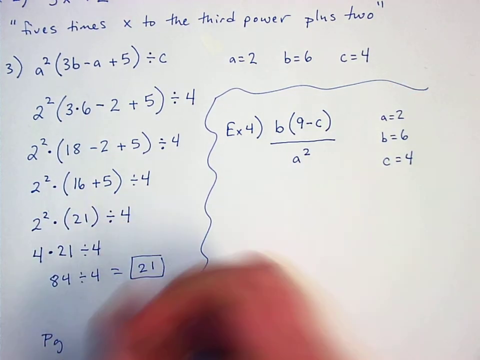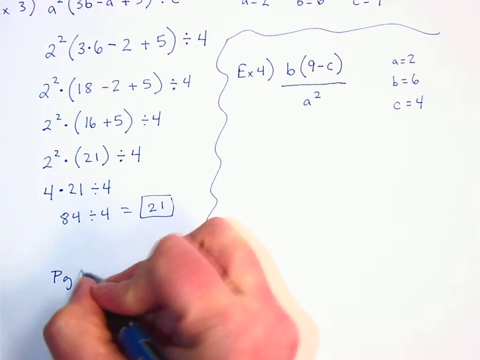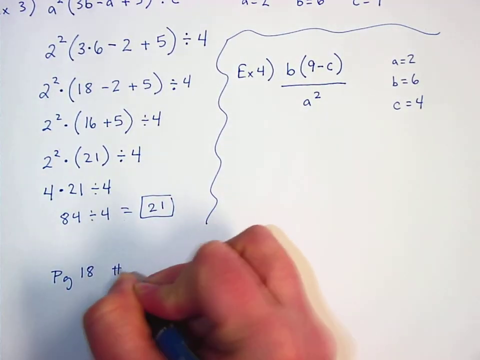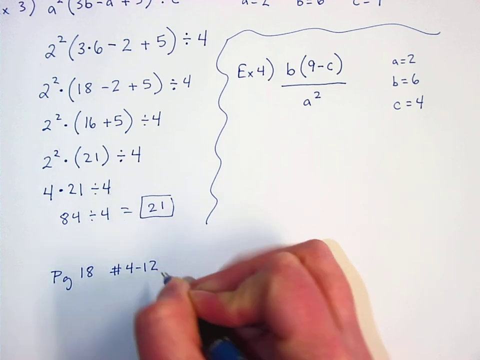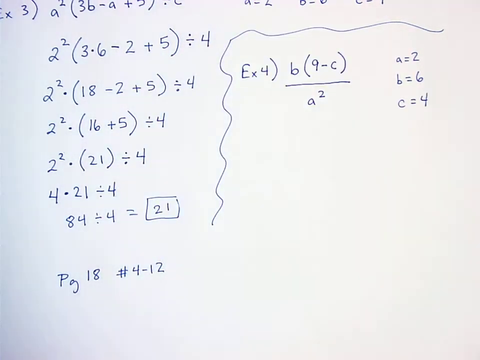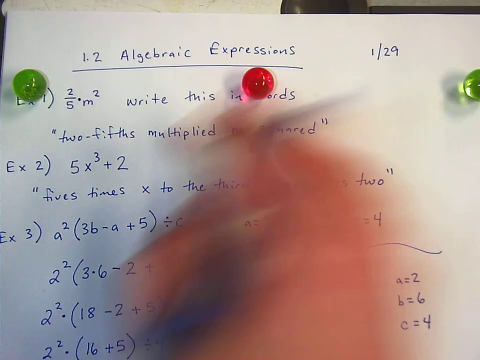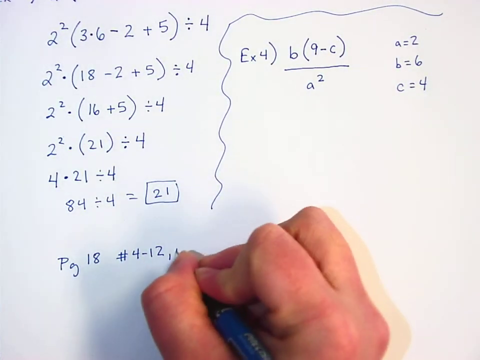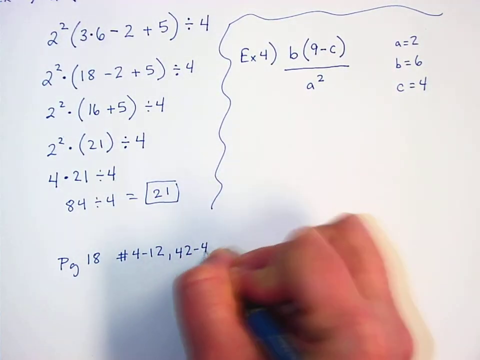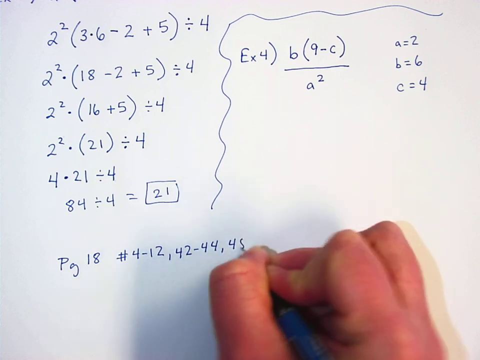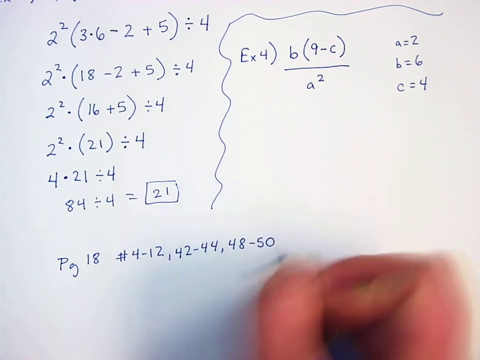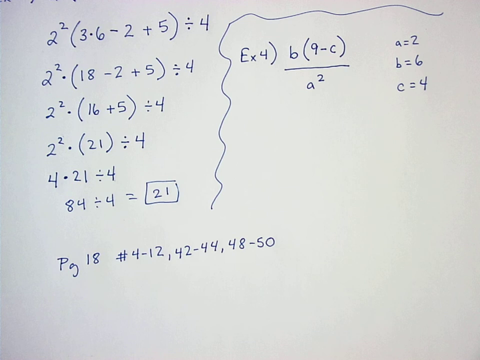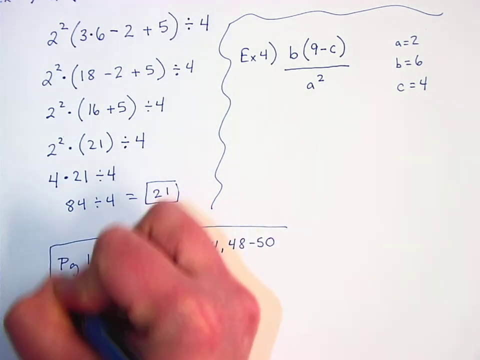Your homework that is due on Monday is page 18, numbers 4 through 12. Those problems are just like the top ones we did where we had to write it out in words. And then 42 through 44 and 48 through 50. Not too many problems. And that's due Monday.